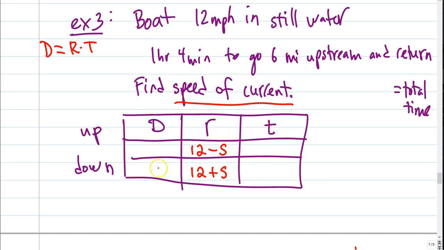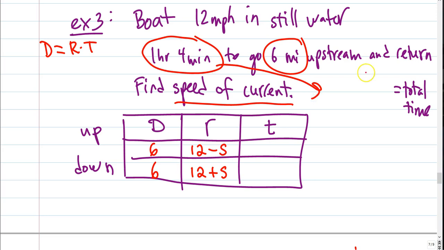The distance, well, they give that to us. What is the distance traveled? We go 6 miles upstream and return, so that means upstream we went 6 miles, downstream we went 6 miles. And then they give us an hour and 4 minutes. Now that's not cool because that's not even 1 unit, but 1 hour and 4 minutes would be the same thing as 60 minutes and 4 minutes. So how about 64 minutes?